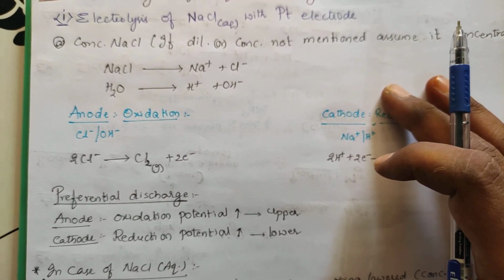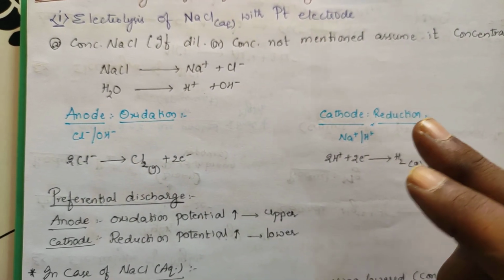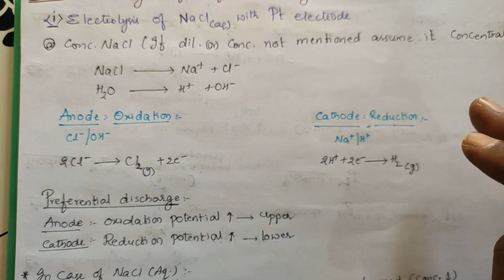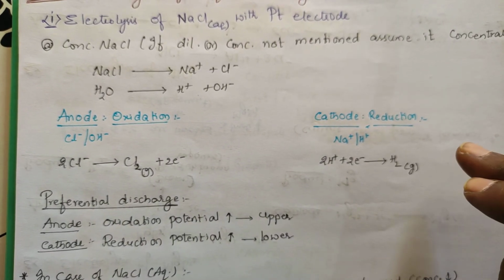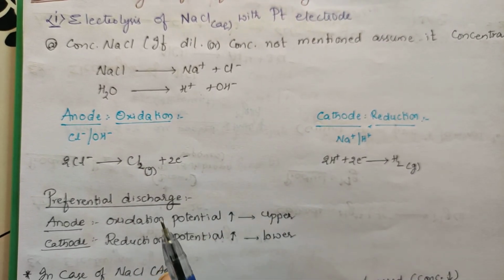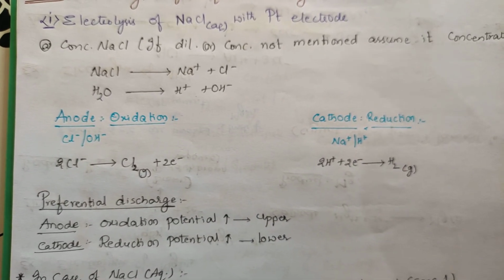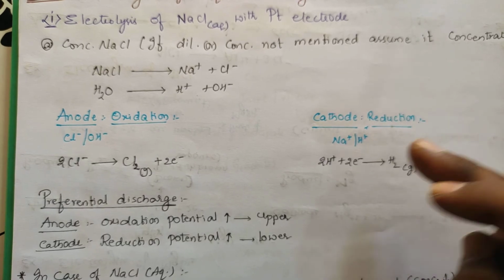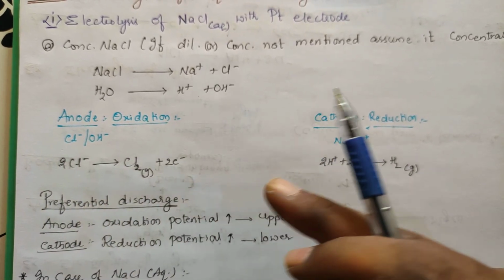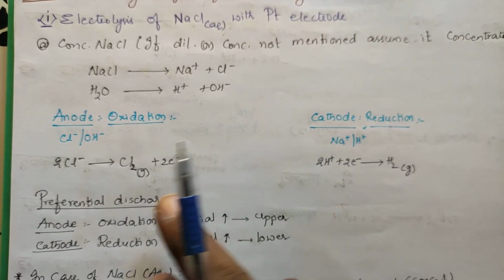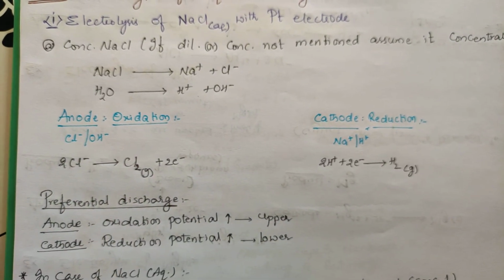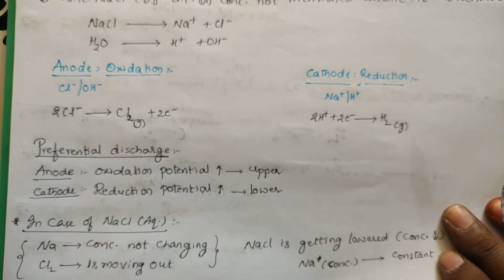Once again, I am repeating in a short way. If you have two compounds, you will have two cations and two anions. The two cations will move towards the cathode, and the two anions will move towards the anode. Among the two cations, whichever has higher reduction potential will be discharged easily. Among the anions, whichever has higher oxidation potential will be discharged easily at the anode. And the remaining ions stay the same way.